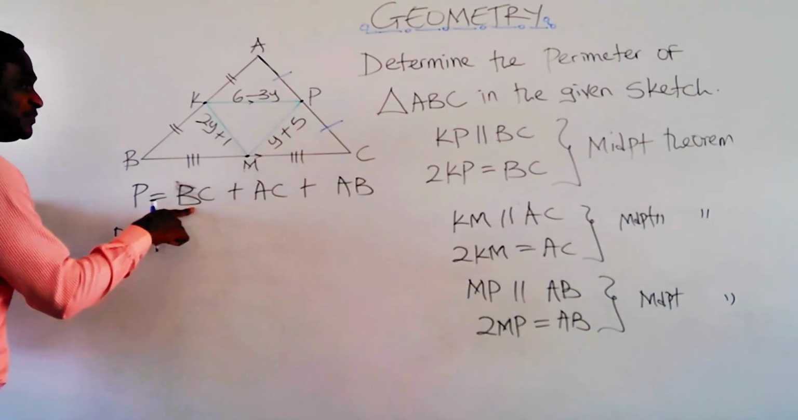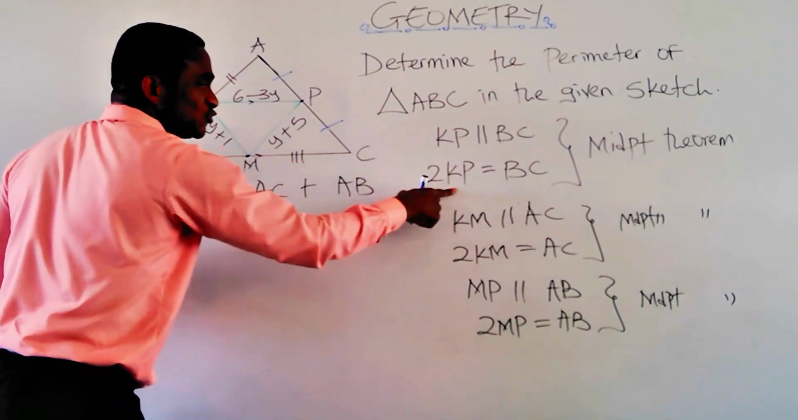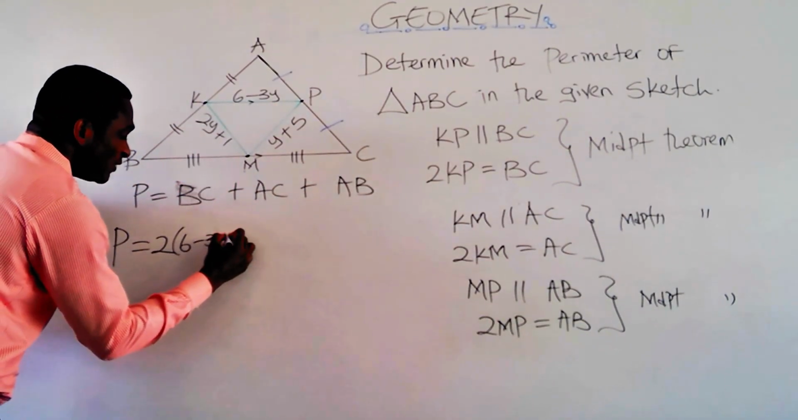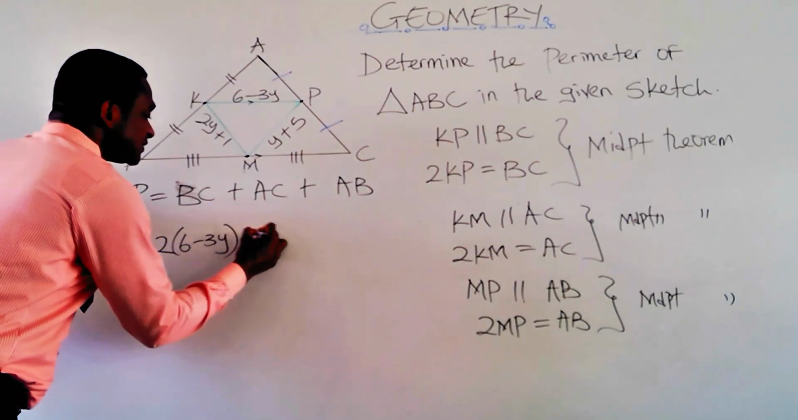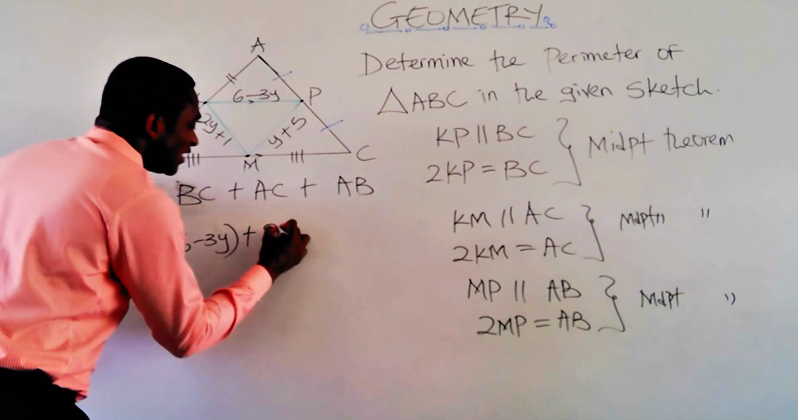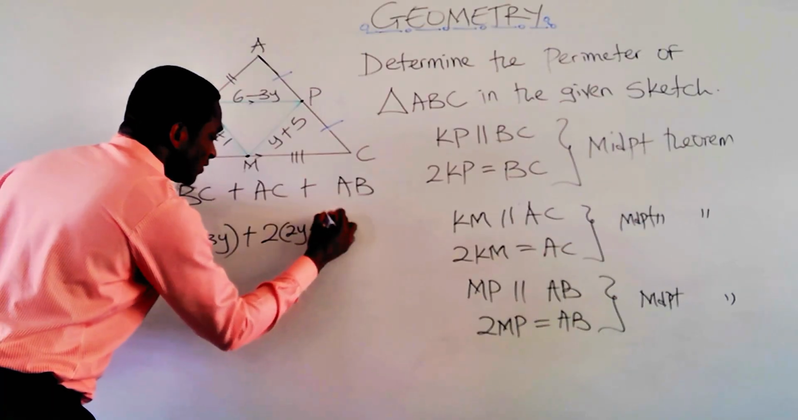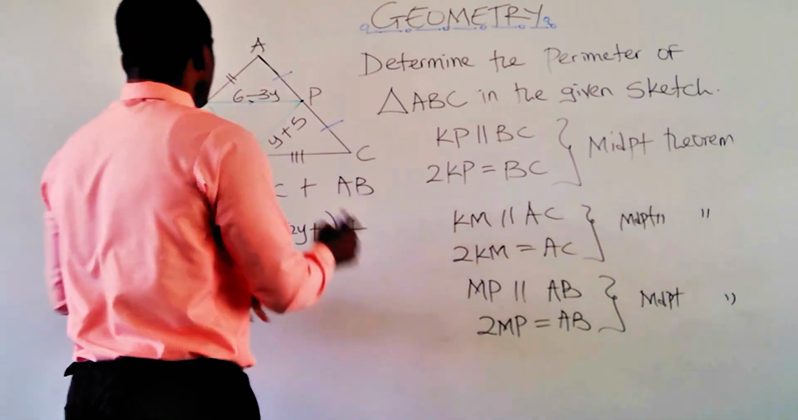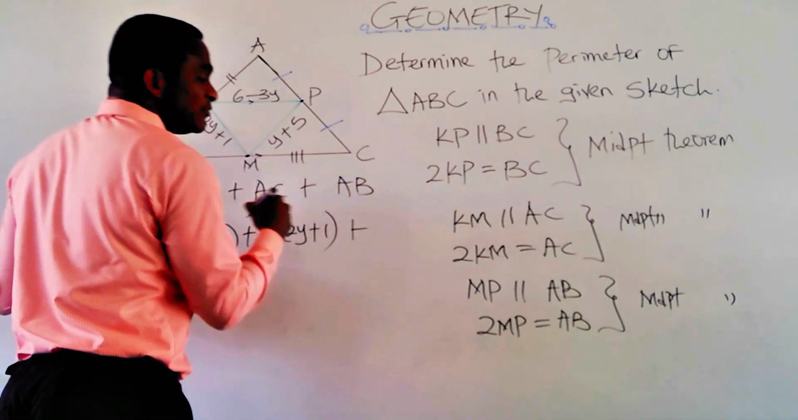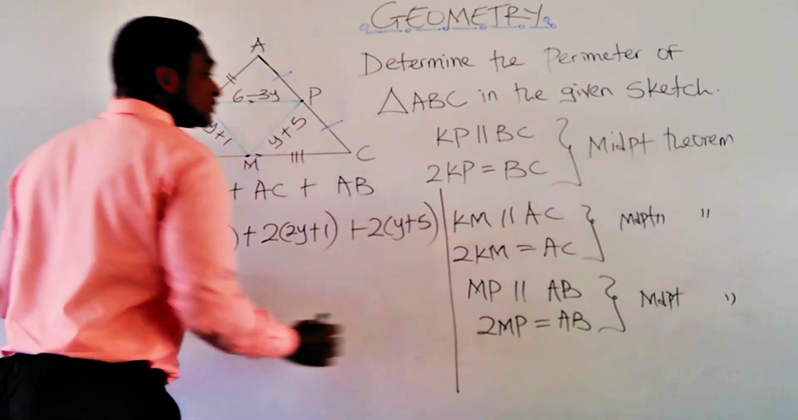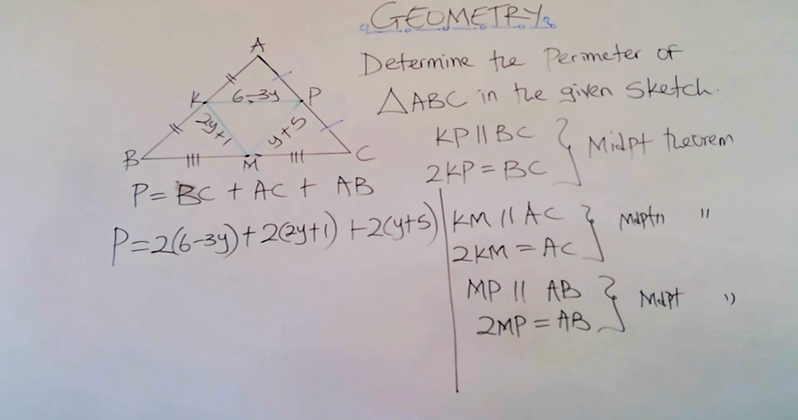Now, BC is 2 KP. So we replace it with 2 times (6 minus 3y). Plus, AC is 2 KM. This is our KM, so we have 2 times (2y plus 1). And then lastly, our AB is 2 MP, so we have 2 times (y plus 5). So when we simplify, this will give us the perimeter of the given shape.